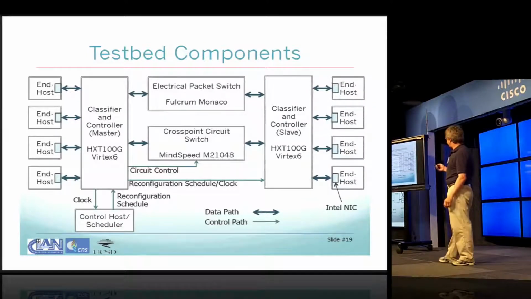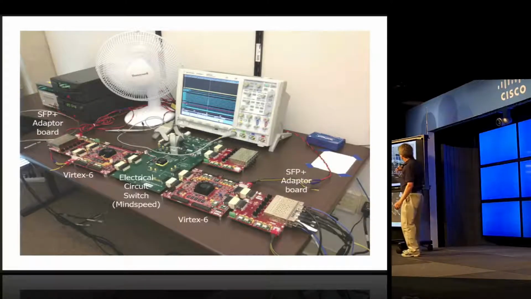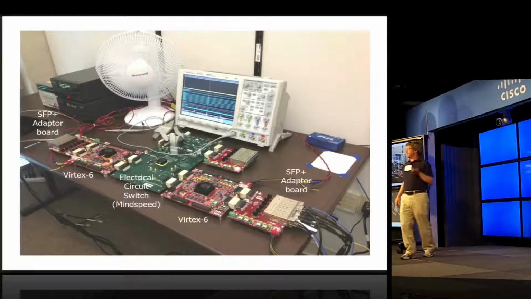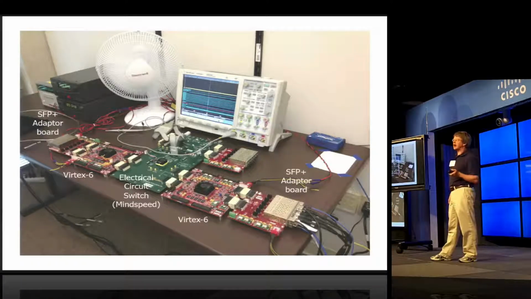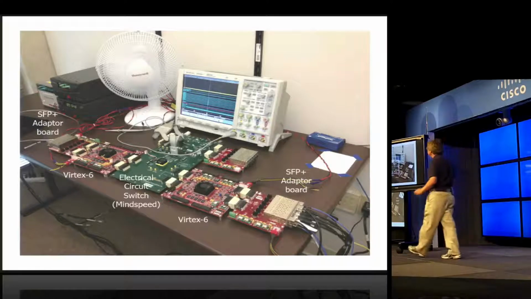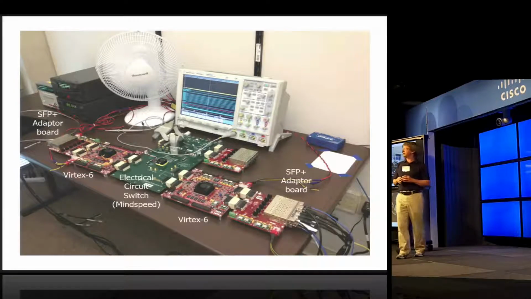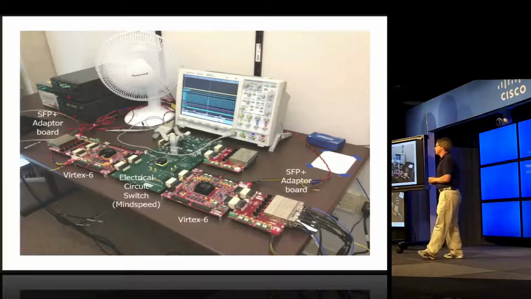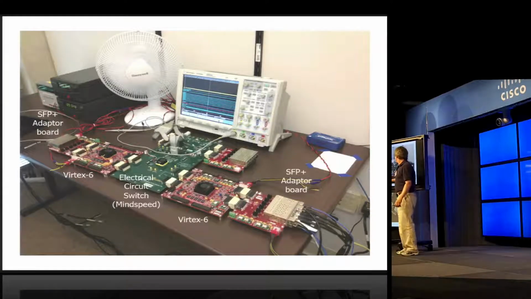Actually, let me go forward and then I'll go backwards. So this is the system setup. Because people don't believe that optical circuit switching can actually work, we actually started with an electrical circuit switch. So in this test bed, this center piece is an electrical circuit switch. This is a MindSpeed 48-port 10G electrical circuit switch. That's a custom board that we worked with MindSpeed to develop.